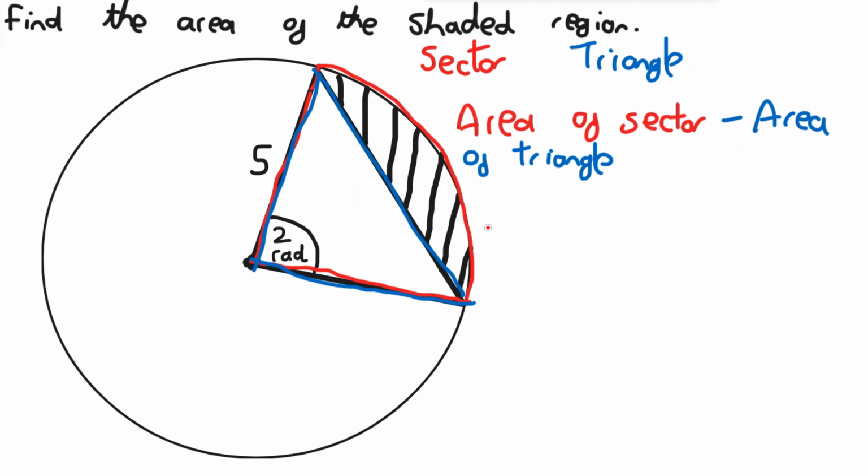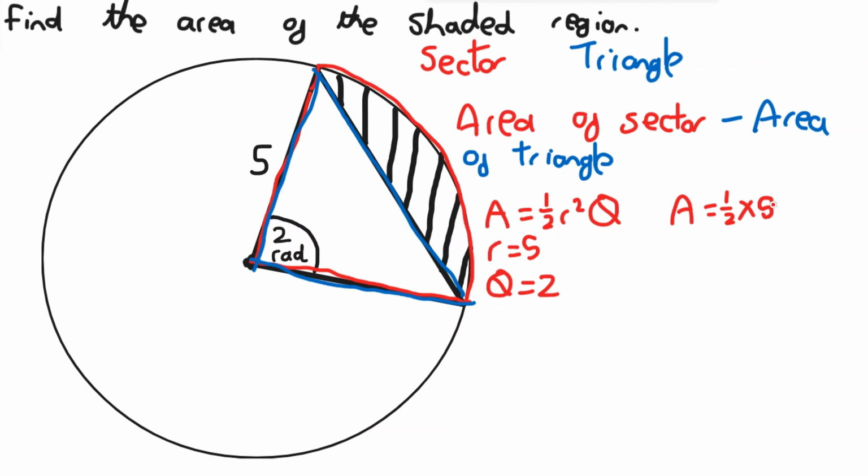So remember that the area of a sector is half r squared theta. So r here, we're told that the radius of the circle, this side here, is 5, so r is equal to 5, and theta is this angle here. It's already given to us in radians, it's 2 radians, so theta is 2. So the area is equal to half times the radius, which is 5, squared, times theta, which is 2. And if you put this into a calculator, this is equal to 25.